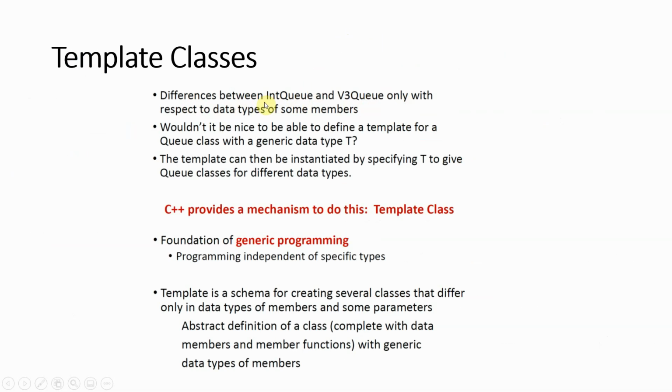The only difference between these two is the data type. It would be nicer if we could define a template for a Q class with a generic data type. Let's call it T, or we can call it anything we want. And T can be determined when you want to instantiate objects of that class. The mechanism that C++ provides is called a template class, and it's a foundation for generic programming. It means that you write a general program that would operate on different data types, primitive or non-primitive, and you can instantiate objects of those classes of different data types.